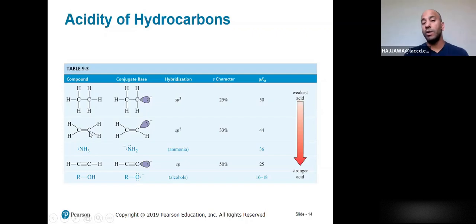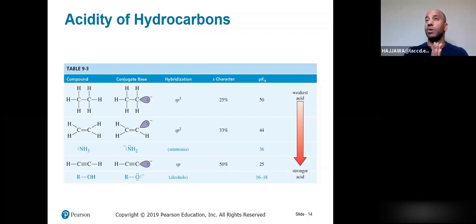The sp2 carbon hydrogen, that's the alkene, has a hybridization of sp2, so that's 33% S, 66% P. Comparing to the alkyne, you have sp, so that's 50% S, 50% P. What is that supposed to mean?